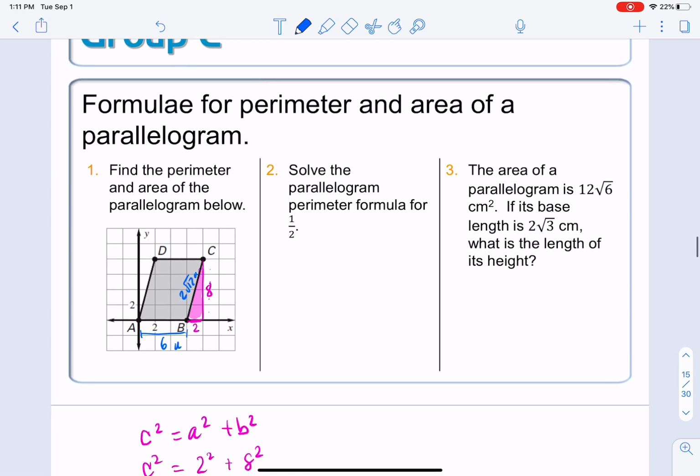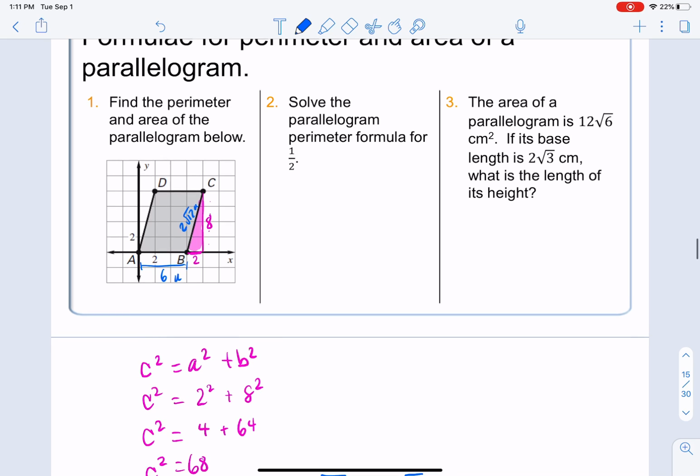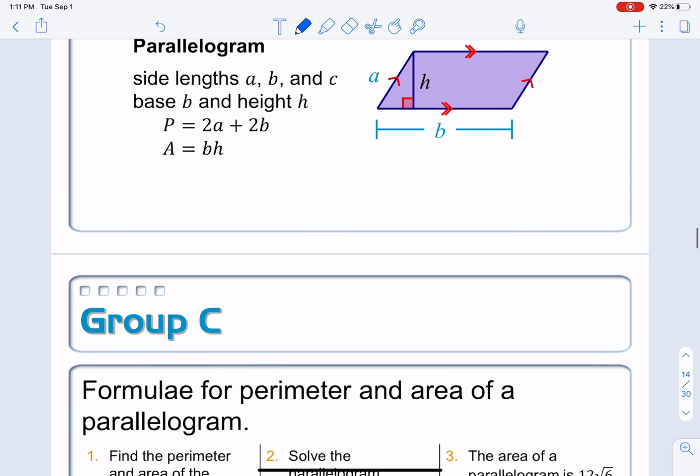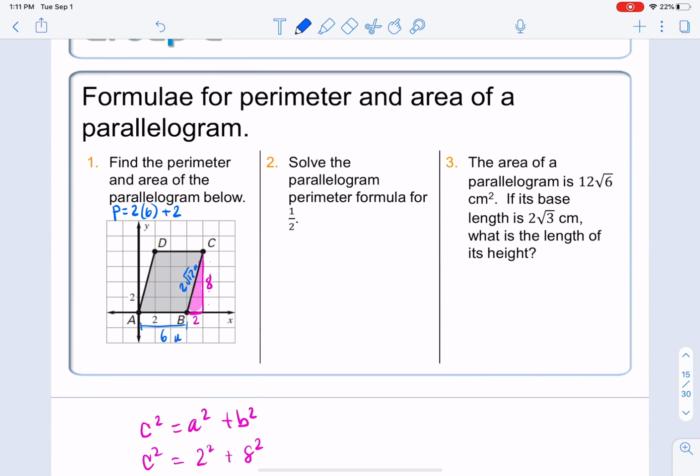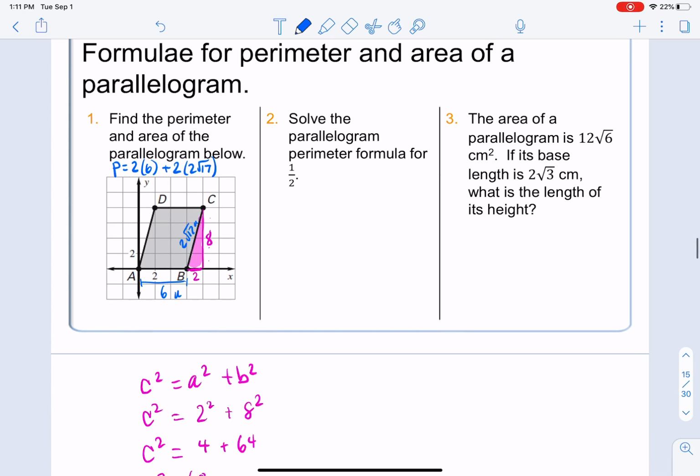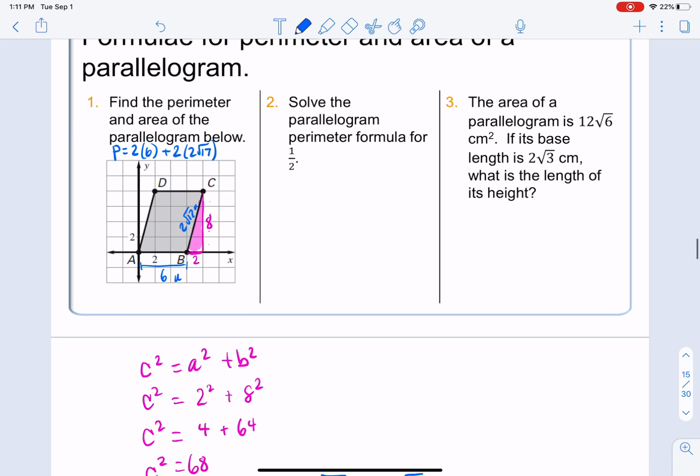Okay, and now to find the perimeter of this guy, I have 2 of this base length down here of 6, right? Let me come back over here. It's 2 A's and 2 B's, plus I have 2 of these 2 square root of 17's. And now I need to clean this up and simplify it a little bit. So 2 times 6 gives me 12. My perimeter is equal to 12.